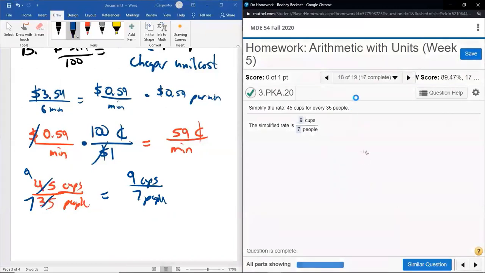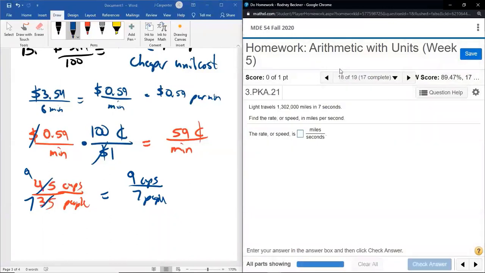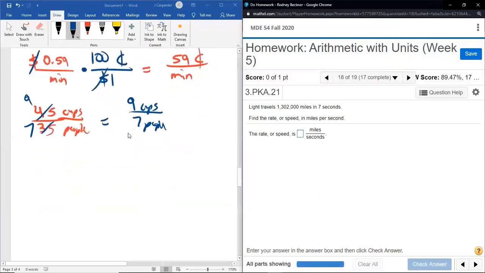Might as well complete this with only 2 left. This was a much shorter section. I told you the sections are inconsistent with number of problems. Light travels 1,302,000 miles in 7 seconds. Find the rate or speed in miles per second. We are literally about to find light speed right here.